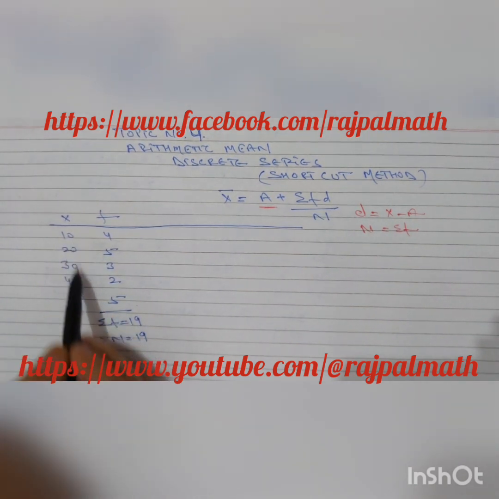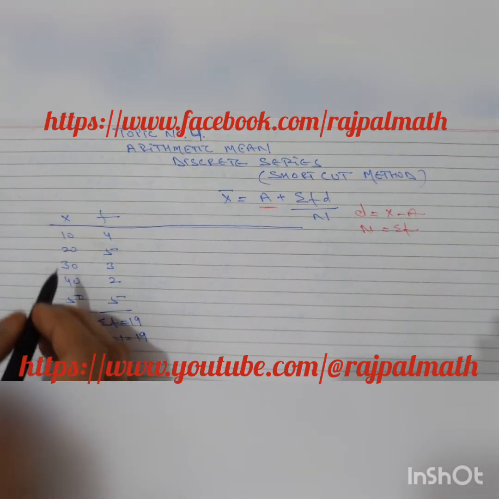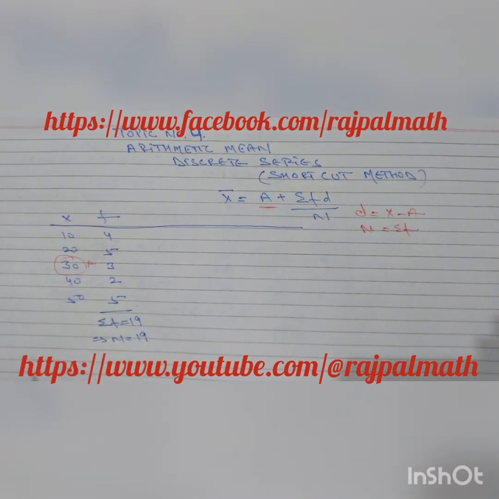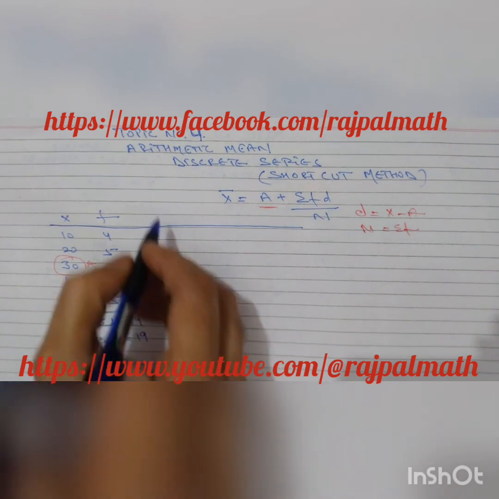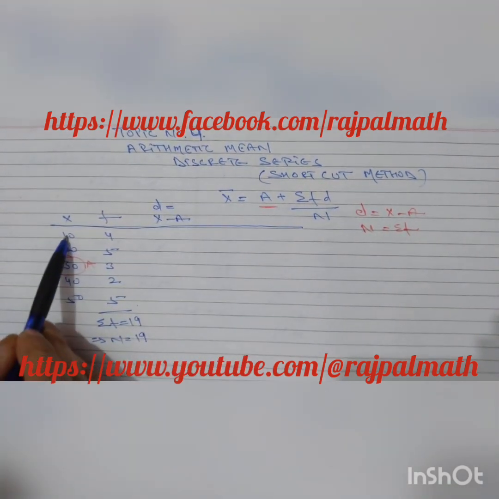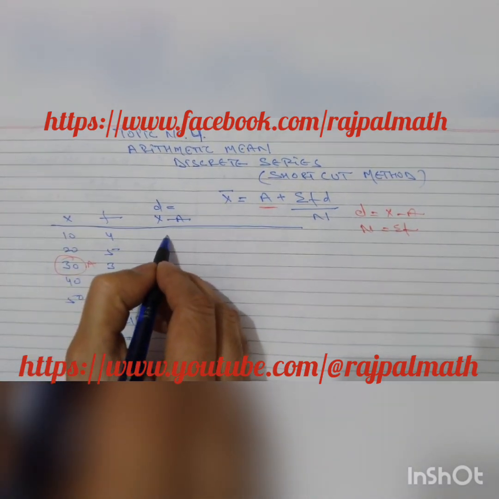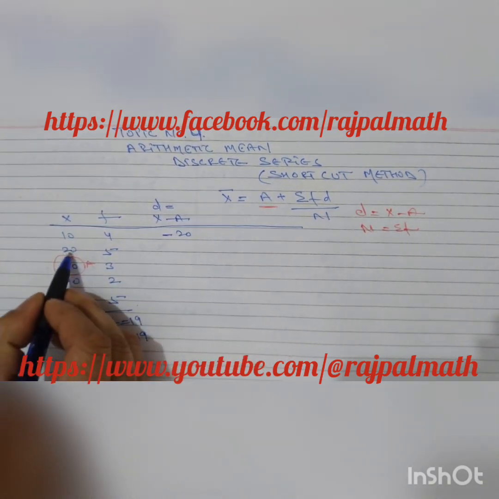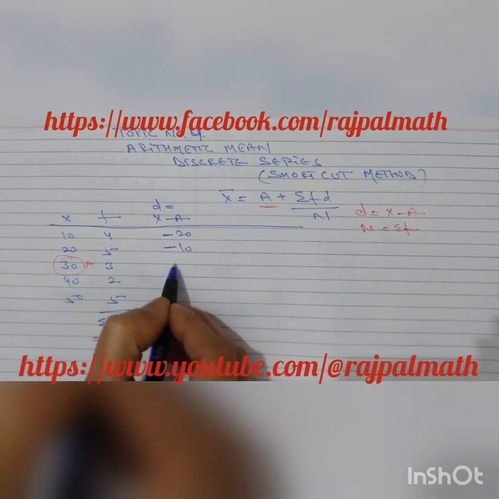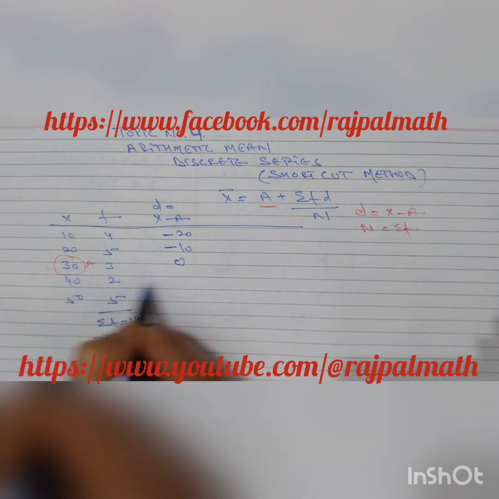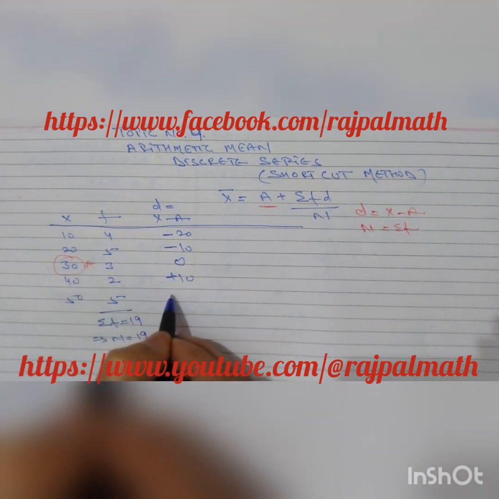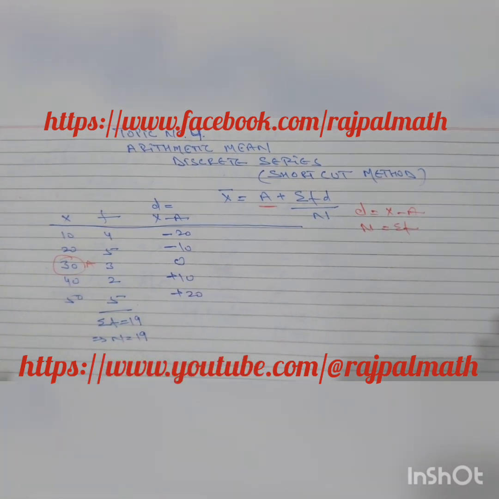Take any number from x as assumed mean. Let's take 30 as a, or assumed mean. First calculate d equals x minus a: 10 minus 30 is minus 20, then 20 minus 30 is minus 10, 30 minus 30 comes out to be 0, 40 minus 30 is plus 10, then 50 minus 30 is plus 20.